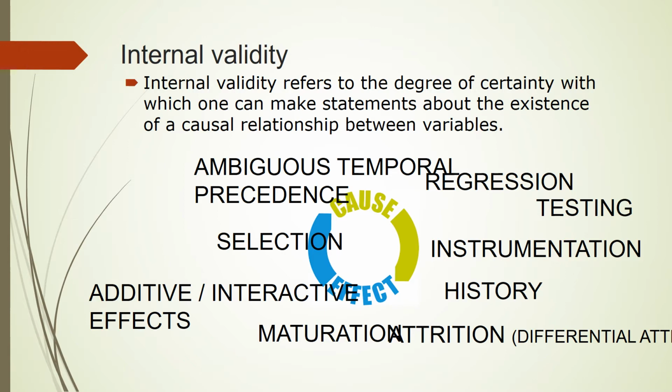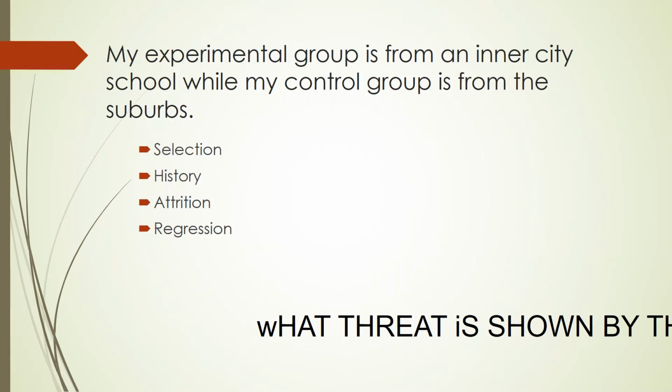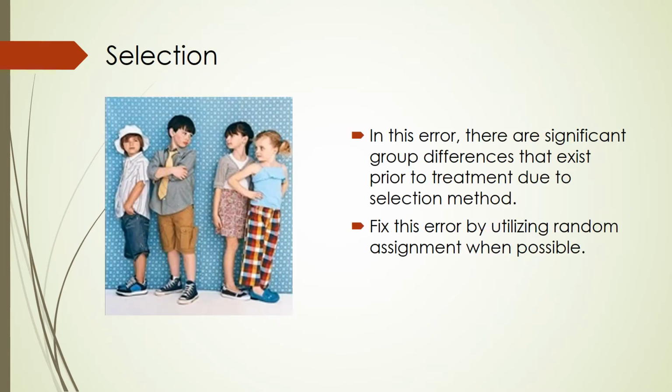So let's take a look at another example. My experiment group is from an inner city school, while my control group is from the suburbs. Is that selection threat, history, attrition, or regression? And it is selection. In this error, there are significant group differences that exist prior to treatment due to selection method. And the way to fix this error is by utilizing random assignment when possible.